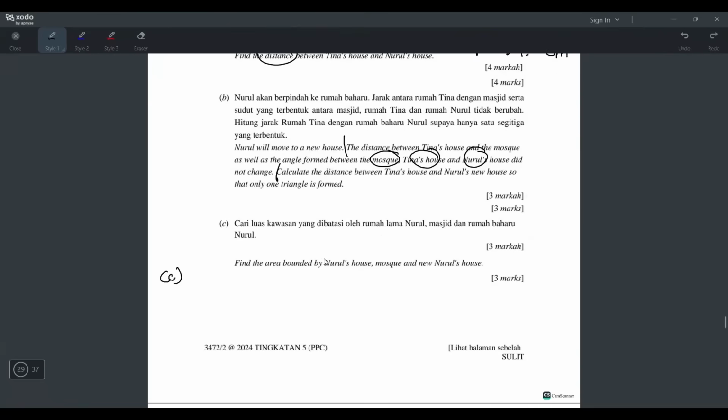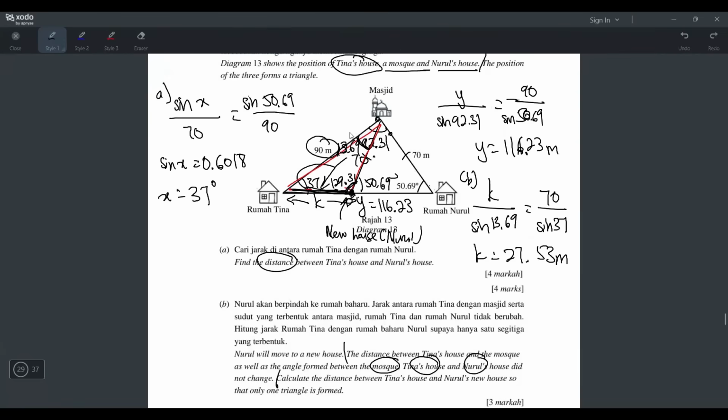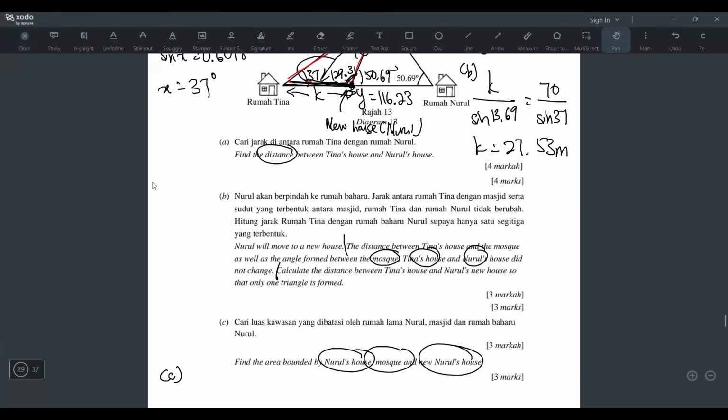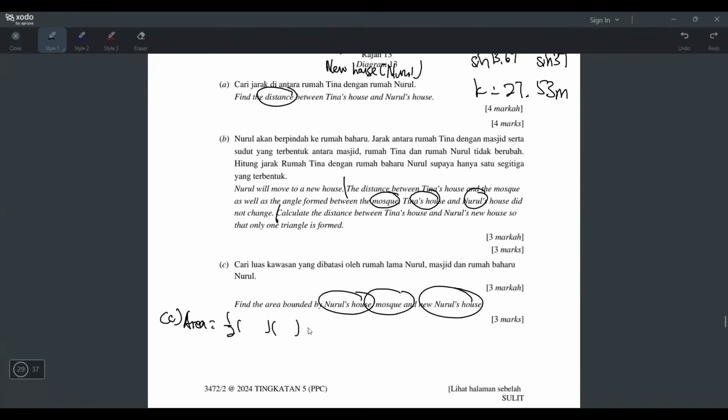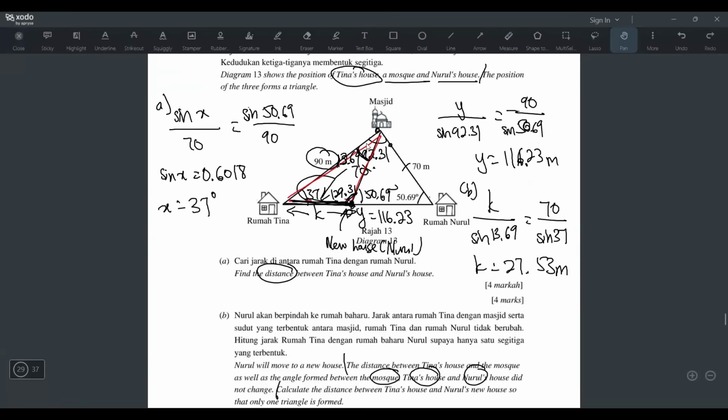Okay, see, this says find area bounded by Nurul's house, mosque, and the new Nurul's house. So I think they're asking you to find the area of the red color triangle, which is this one lah. Okay, very easy. Just use the formula 1/2 ab sine C, right? So area 1/2 ab sine C. And for the ab, you need two sides, and then C is the included angle. For the two sides, you can choose any two sides because you have all three sides.